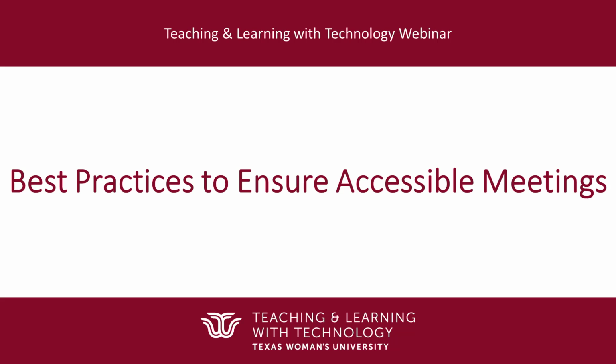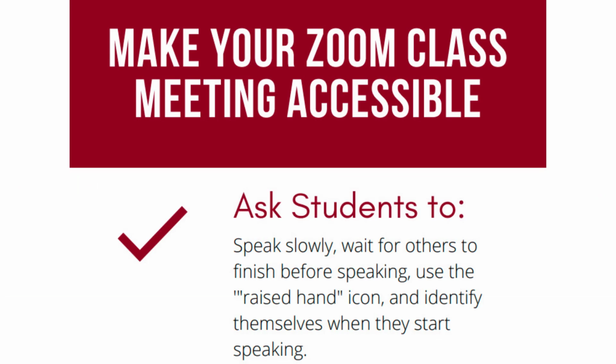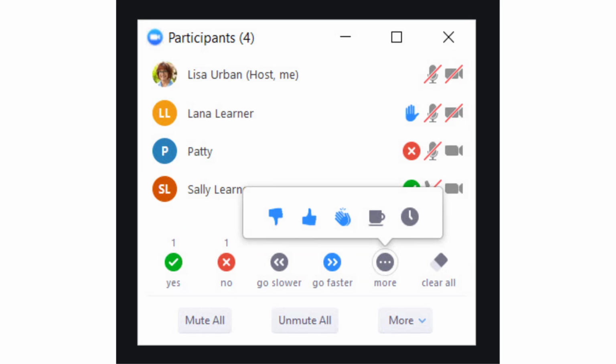In addition to the Zoom settings discussed, follow these best practices to ensure accessible meetings. In meetings, ask participants to speak slowly and wait for others to finish before jumping in. Ask participants to use icons like the raised hand found at the bottom of the Zoom screen when they wish to speak, and have the host or another attendee call on speakers.